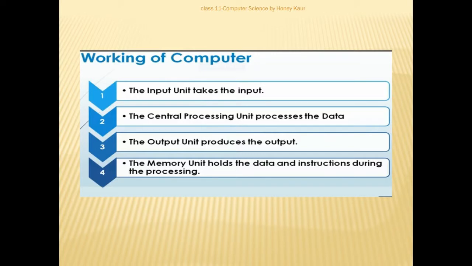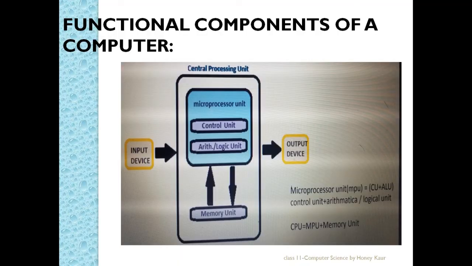Coming to the working of computer in 4 steps, the input unit takes the input. The central processing unit processes that input data. It produces the information, that is the output unit, and that information is stored in the memory in the form of data and instructions. So we have 4 units and 4 working steps, whereas the memory can be further categorized into 2. In this way, the functional components of computer are 5. So input device, central processing unit, then the memory unit, which is primary memory and secondary memory, and the output device.